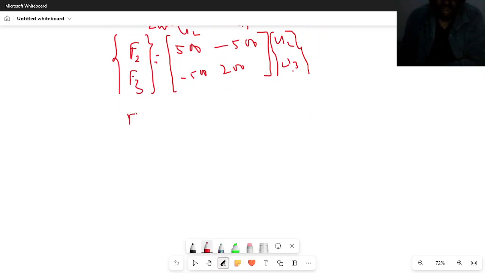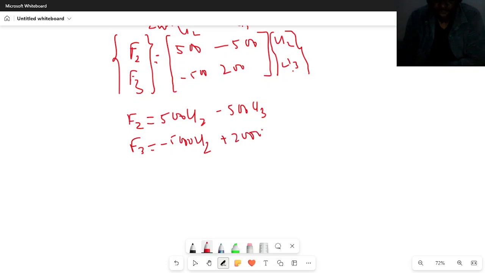So what do we have? We have F2 equal to 500 times U2 minus 500 times U3. F3 equals minus 500 U2 plus 2000 U3. I don't know why I'm writing 200, but it's actually 2000. Now what do we do from here?